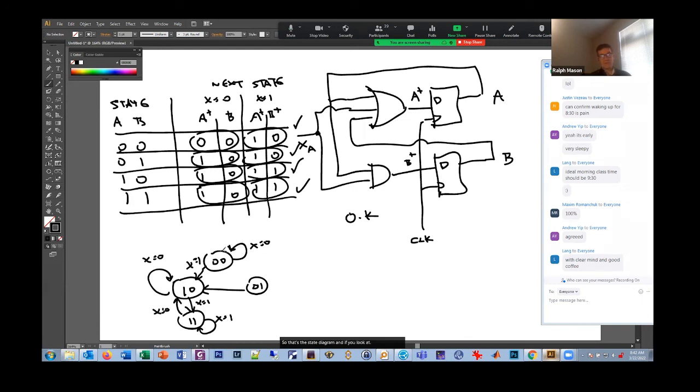And if you look at that state diagram, there are never two child states that differ by more than 1 bit. So you can do it either way. But I guess to do the diagram, you kind of need the state table, so it's easy to just do the state table. Any questions about that?